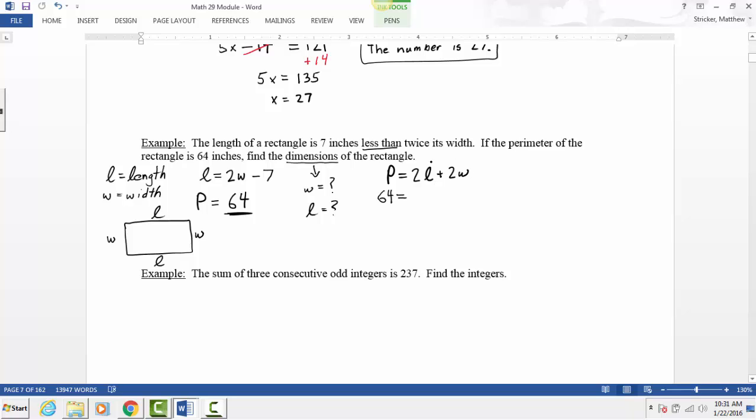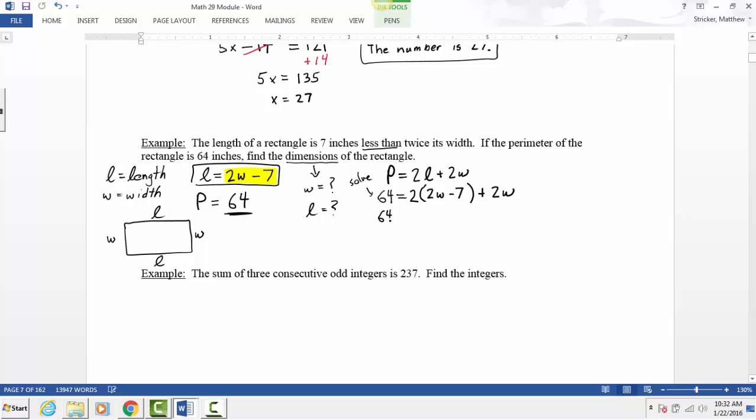And now there are 2 variables here, and we need to get this down to 1 variable. So this is where we're going to use this other bit of information, because we know that the length is 2W minus 7. So I can replace that, or in math we call that substituting. I can take this L and replace it with something, and let's put that something in parentheses, what L is equal to, this 2W minus 7. So I can replace L with 2W minus 7 and then add 2W on the end of that. That's this 2W over here. And now we have an equation to solve. We just solve this and we have our answer.